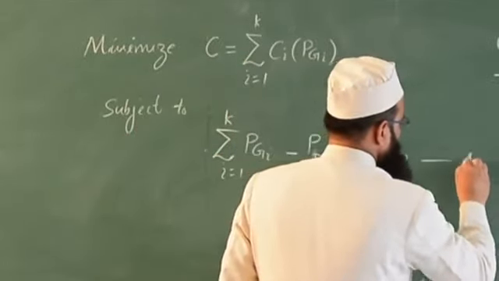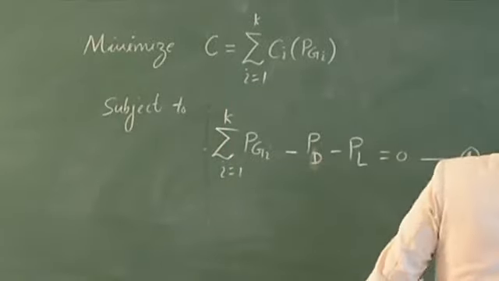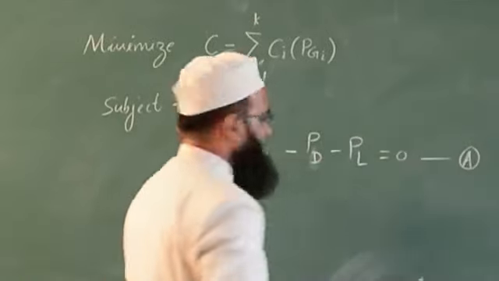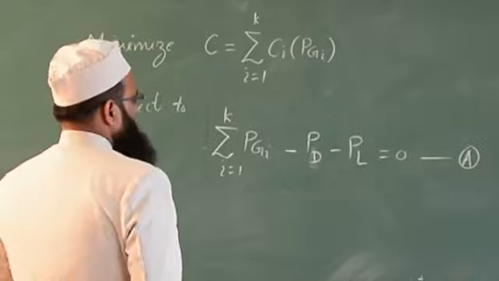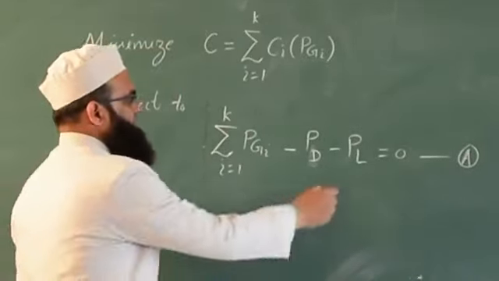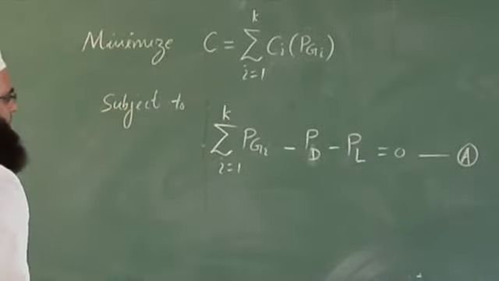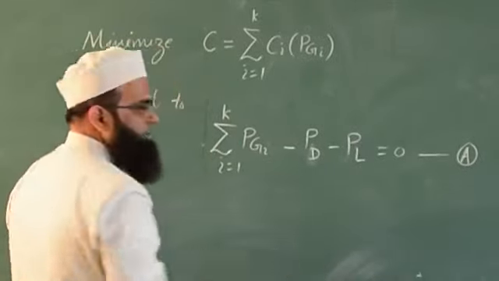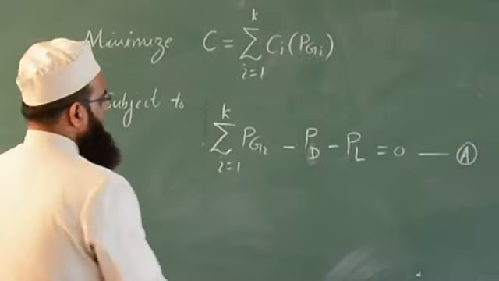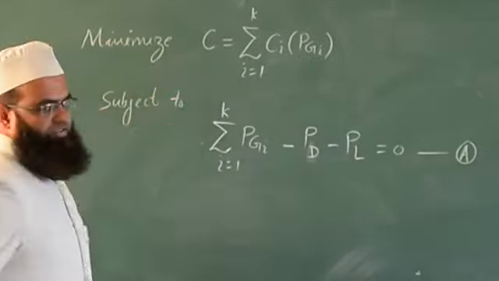Let us denote it by equation A. This is the power balance equation. So this time we can observe this additional term PL. What is PL? PL is the total transmission loss. PD is total demand, and PGi is total generation from the K plants.